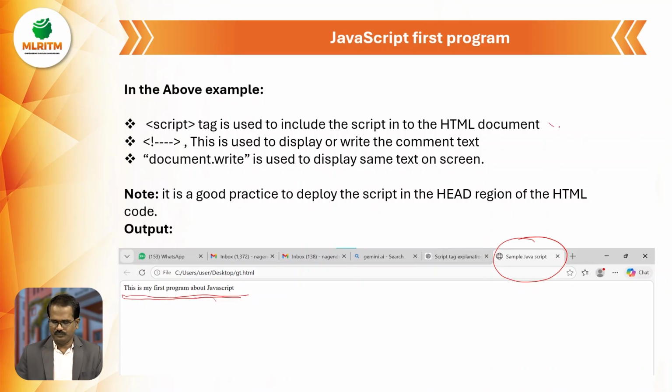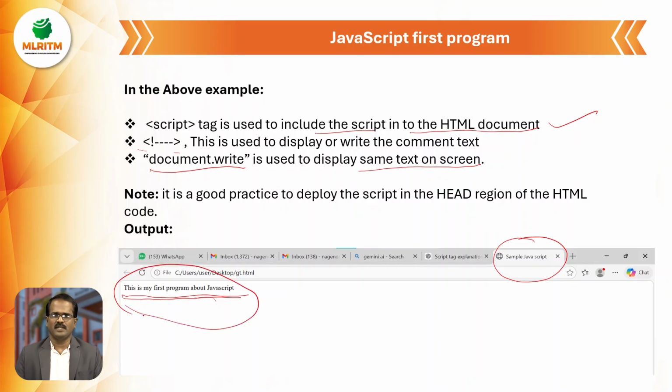So here we see the script tag is used to include the script in the HTML document. The comment can be used to display or write a comment. Document.write is used to display text on the screen. Whatever we wrote inside the document.write method, that text will be displayed on the screen. This is the way we can write JavaScript inside HTML and execute it. So what is the main objective of JavaScript here? To enhance the functionality and appearance of HTML or web pages.